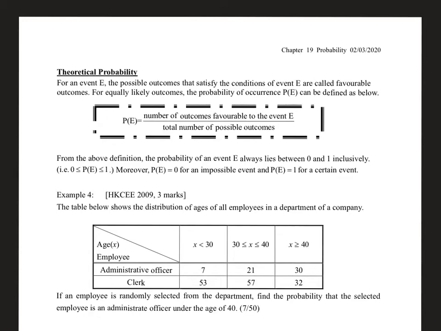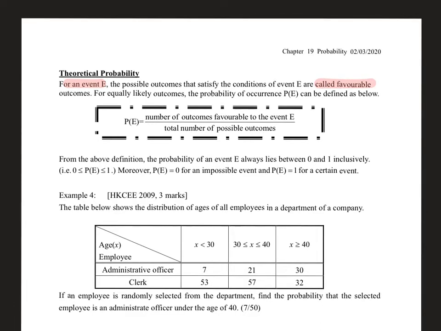In probability, for a certain event E, the possible outcomes which satisfy the condition are called favorable outcomes. For example, when you throw a dice, there are totally 6 possibilities, which are 1, 2, 3, 4, 5, and 6. For the event E, you want to get even numbers, so the favorable outcomes are 2, 4, and 6.